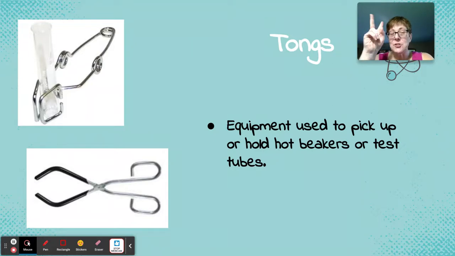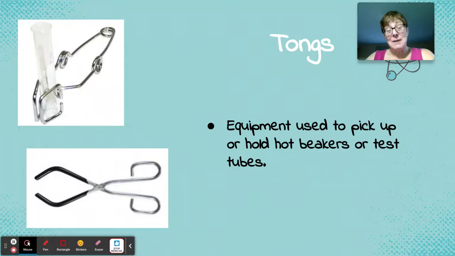Tongs. So I have two different kinds of tongs. The top one over here, that's for a test tube. Okay, I do have those. And this one down here, see how it's plastic coated? That is for a beaker. And when we heat things up, glass, and you need to move it from place to place, you can't pick it up with your hands.